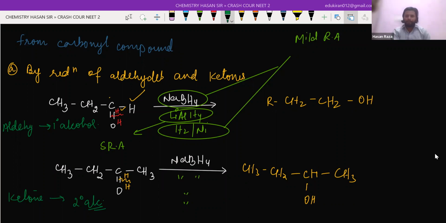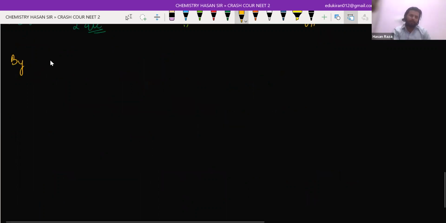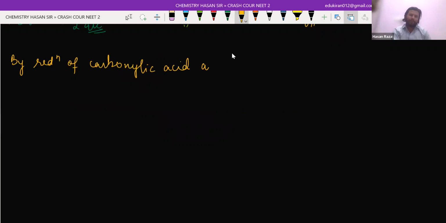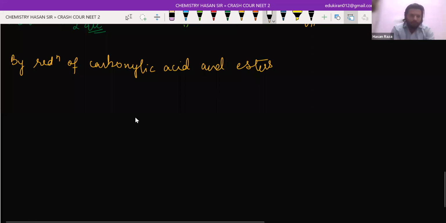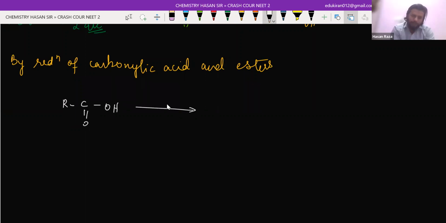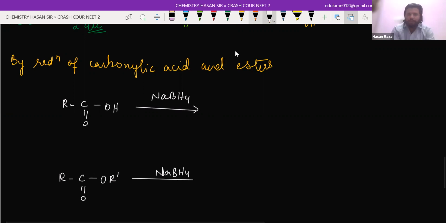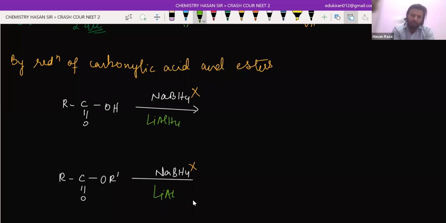Okay. Now see, from carbonyl compounds, by reduction of carboxylic acid and esters. If you are going to reduce a carboxylic acid with NaBH4, or reduce an ester with NaBH4, this will not work because it is a mild reducing agent. For this, you need a strong reducing agent like LiAlH4.